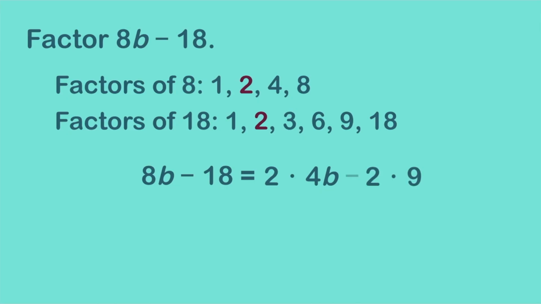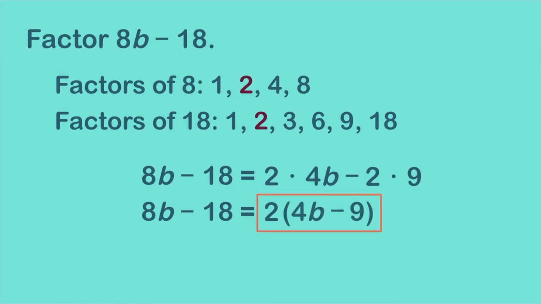Don't forget the subtraction sign that is between the two terms. Finally, since both terms share a 2, apply the distributive property to pull the 2 out of each factor. So 8b minus 18 factors as 2 times the quantity 4b minus 9.